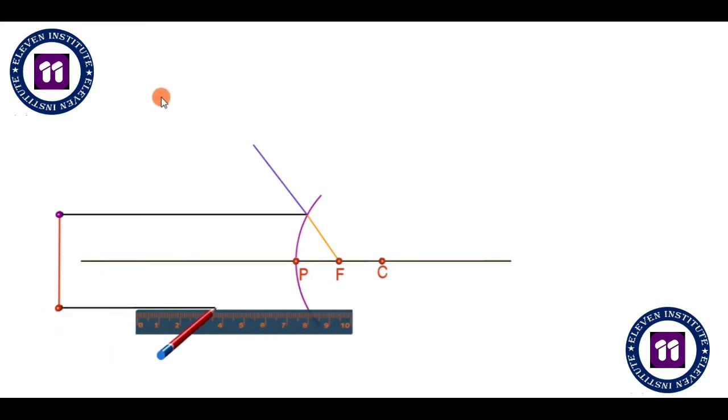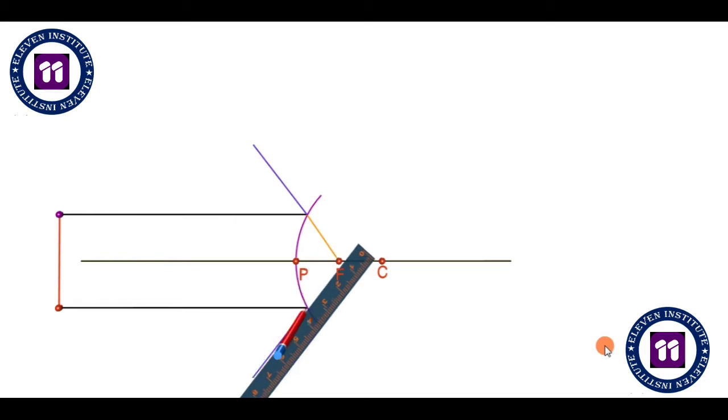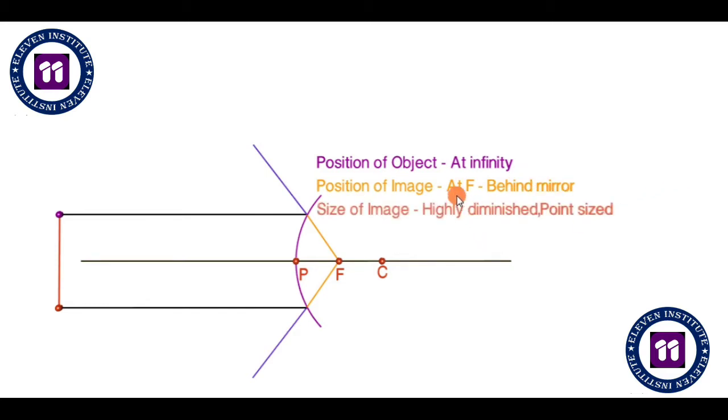Another parallel ray to the principal axis. This is the reflected ray such that it points to the focal point. And now what you have to do is draw a dotted line over here like this, such that the scale is exactly on this line. So position of the object is at infinity. Position of the image is at the focal point but behind the mirror. Right, this is very important. Behind the mirror. If you write at focal point, that will be wrong. You have to write behind the mirror also.